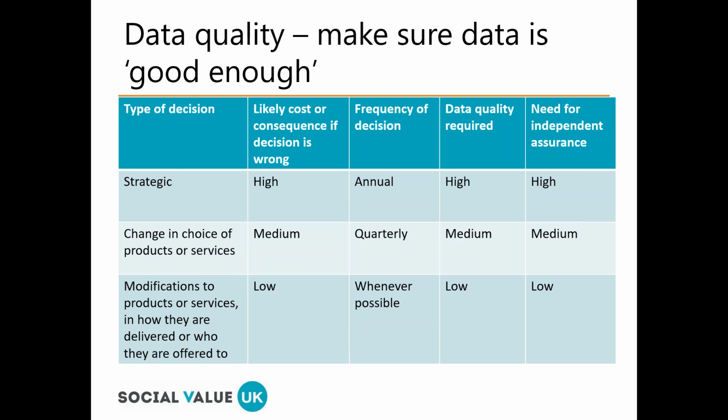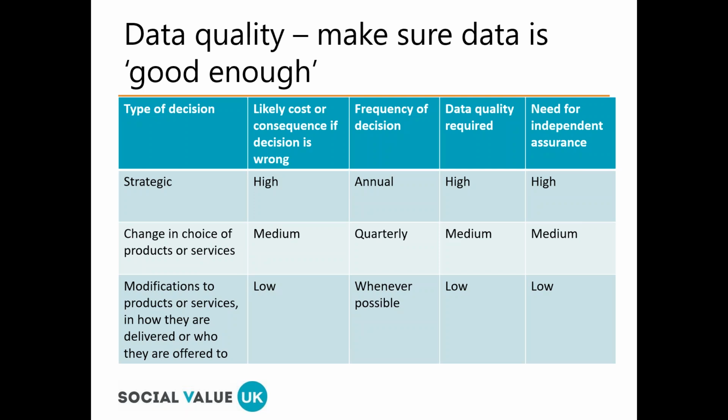You can see also the frequency of decisions. We don't make strategic decisions on a regular, i.e. weekly, monthly or quarterly basis. They're likely to be annual. Therefore, to inform those sorts of decisions that again are more costly and more impactful, we need a higher quality of data or a more rigorous set of data. There's also likely to be a higher requirement for independent assurance. This is again just intended to provide a general illustration of the types of decisions, their likely costs and consequences, the frequency of decision making, and so on.